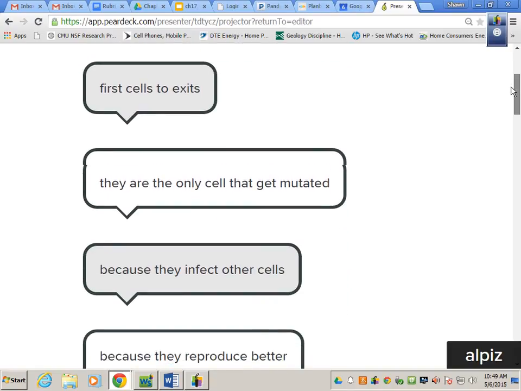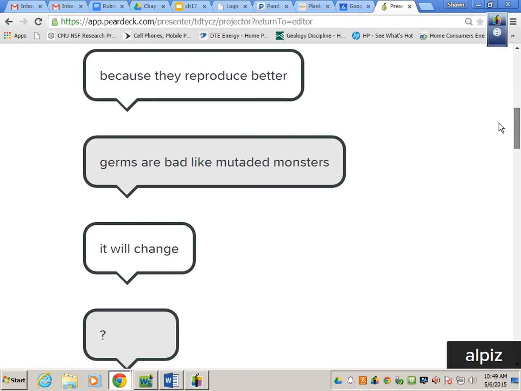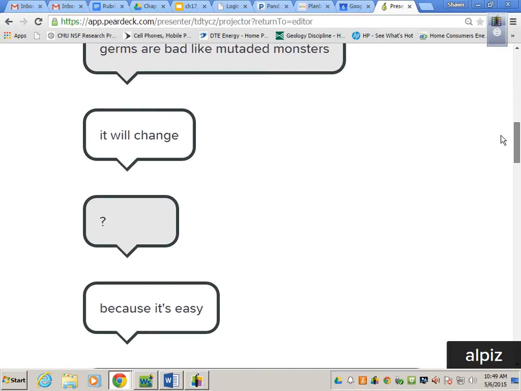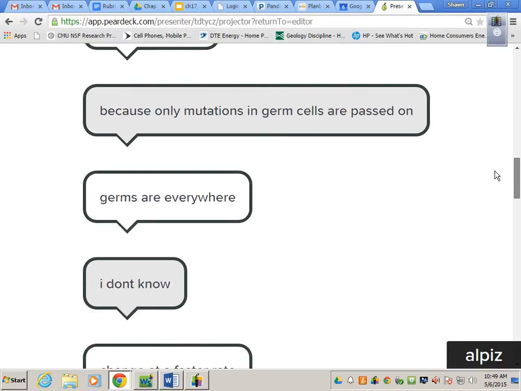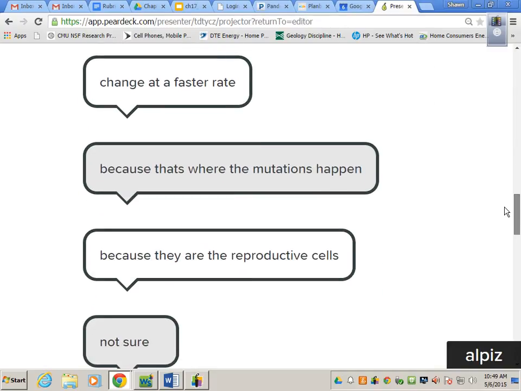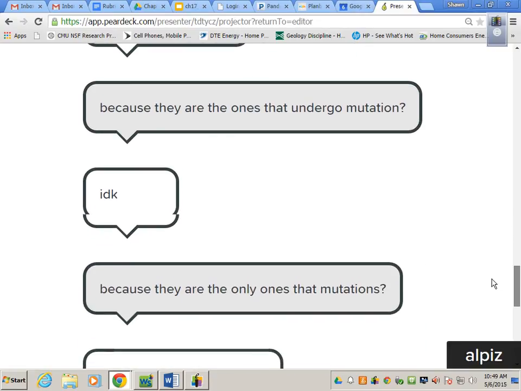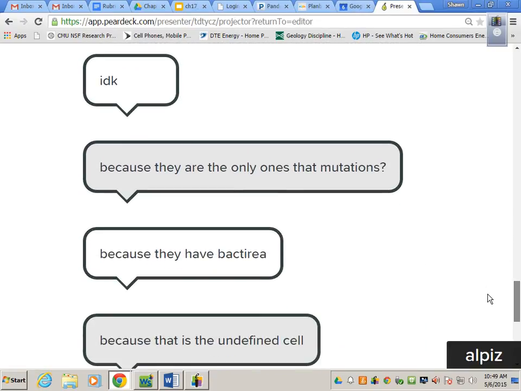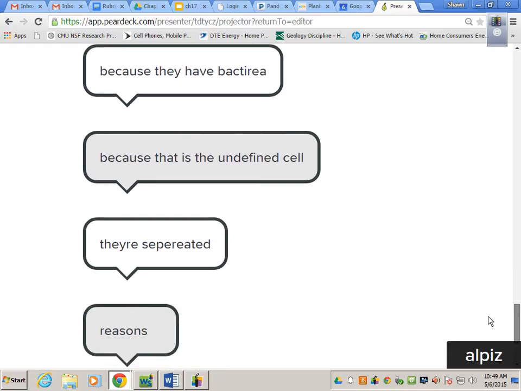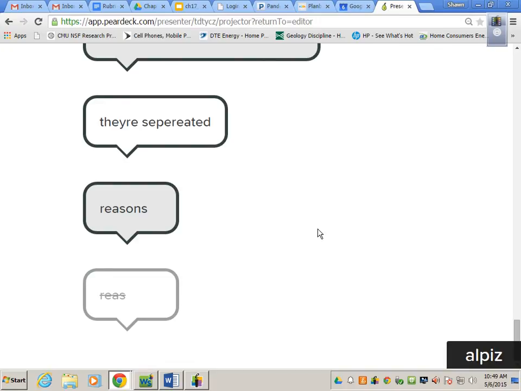Only they get mutated first to exist, kind of. They reproduce better, close. Only mutations in germ cells are passed on. Germ cells, let's just talk about germ cells, because they are the reproductive cells, yes. Well, any cell can mutate. So, I can tell we're a little off base here, majoritarily speaking. Germ cells are found in gonads, testicles, and ovaries.